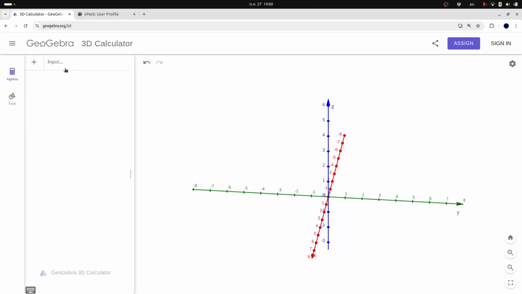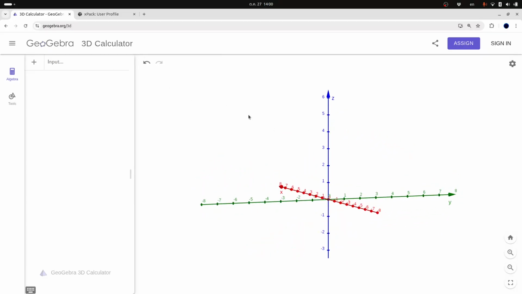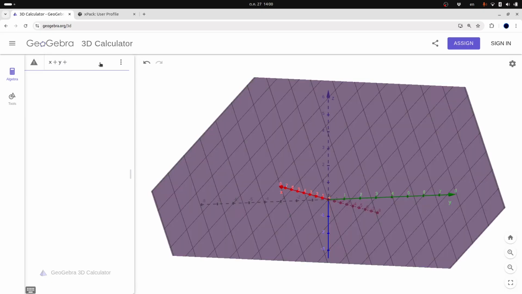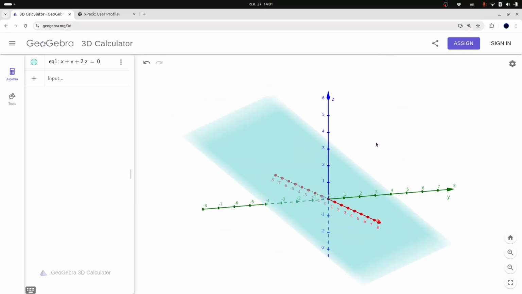Okay, so this is three-dimensional space. Let me show you one equation: x plus y plus 2z equals 0. This is the first equation, and it looks like a plane. Let me move it. It's a plane, right?